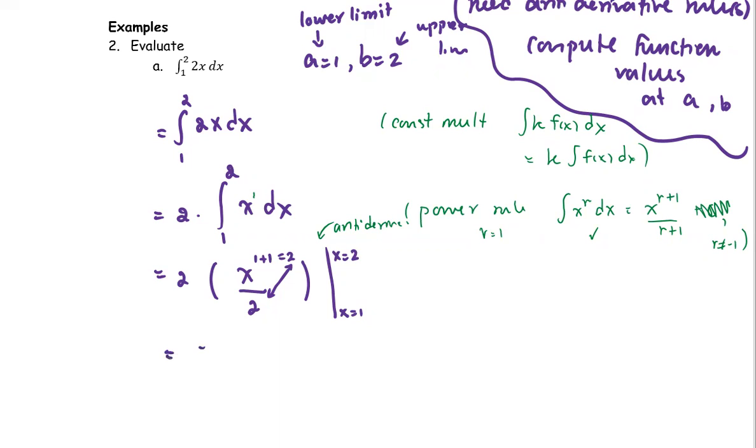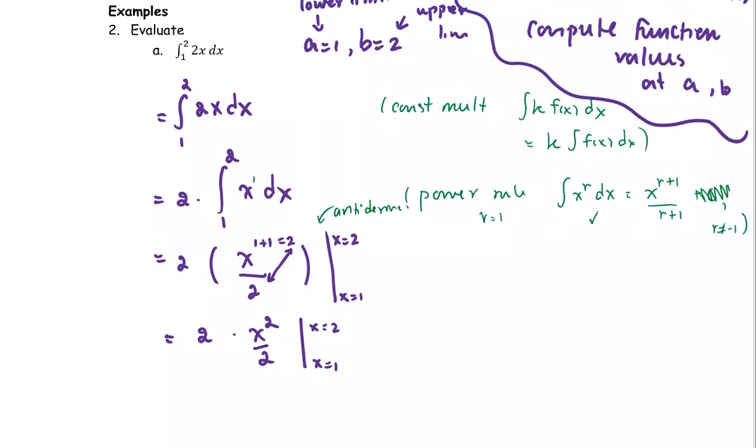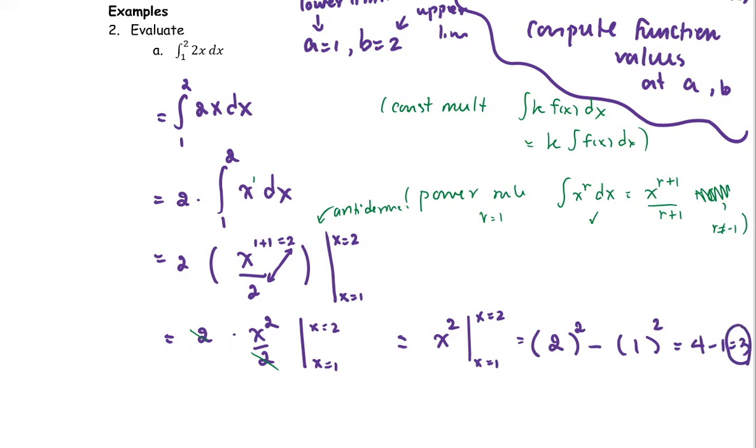I'm going to clean up a little bit. Right now I have 2 times x to the second over 2, and I'm going to evaluate from 1 to 2. Before I replace the values in, my problem is cleaner: x squared, evaluated from x equals 1 to x equals 2. By default, you replace the upper limit first, that means the number 2 to the second power, minus the value at the lower limit 1. The number becomes 4 minus 1, or 3, as the result of part A. I'm going to put the note here: the upper limit and the lower limit are replaced into x squared.